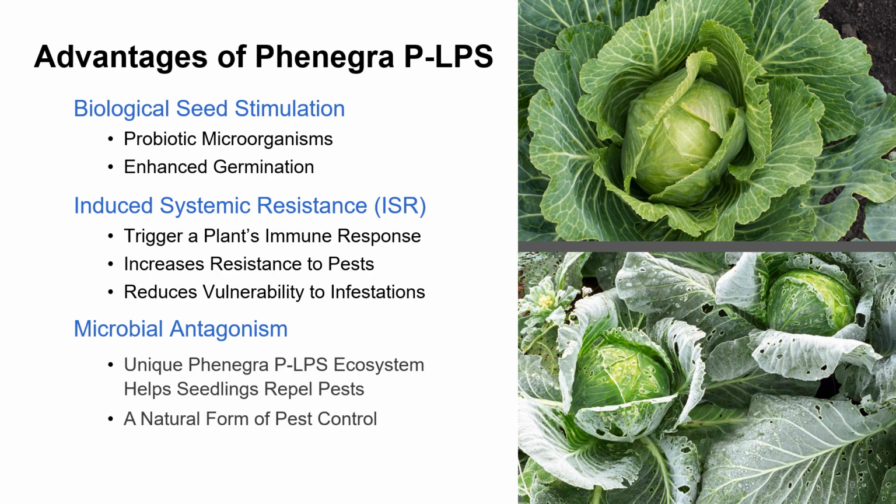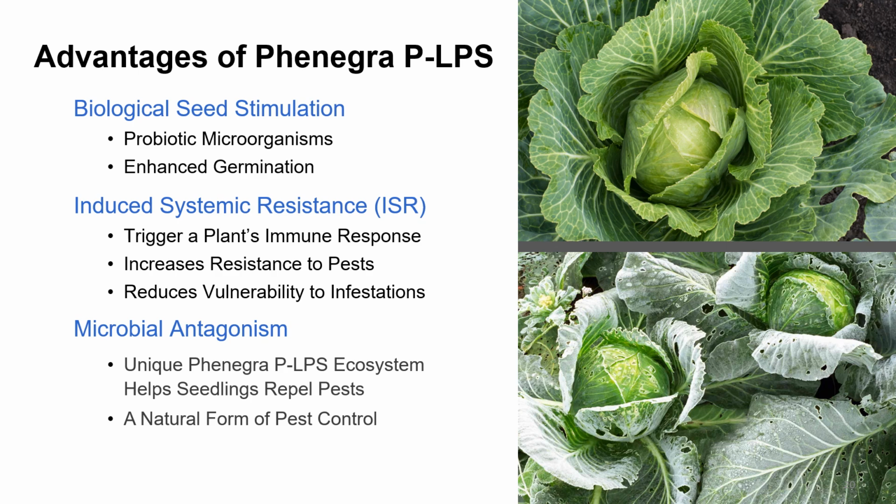So here we are, here we have the biological seed stimulation side. Probiotic microorganisms at the heart enhances germination. These are known facts, right? We have induced systemic resistance, ISR. We trigger the plant's immune response to be optimized. We increase its resistance to pests as a consequence, because if it's optimized, the pests will say, oh, I'm not eating that.